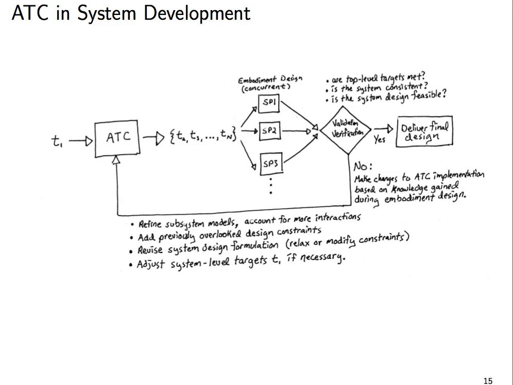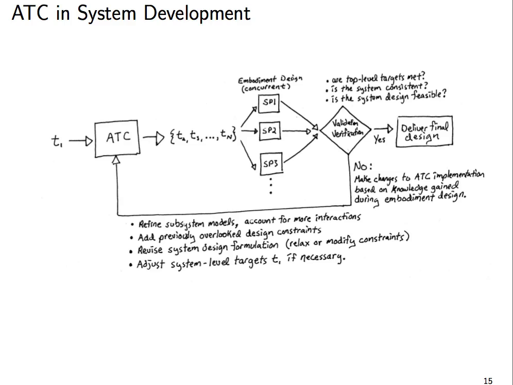Specific aspects of the system model might not be accurate enough, and validation and ATC solution results can help us zoom in on what parts of the model need to be improved. During embodiment design, we might identify a design constraint that was overlooked in the ATC formulation. If validation fails, the top-level targets might simply be infeasible and either need to be adjusted, or perhaps some design constraints could be relaxed. Sensitivity information from the ATC solution can tell us which target or constraint modifications would have the most impact.